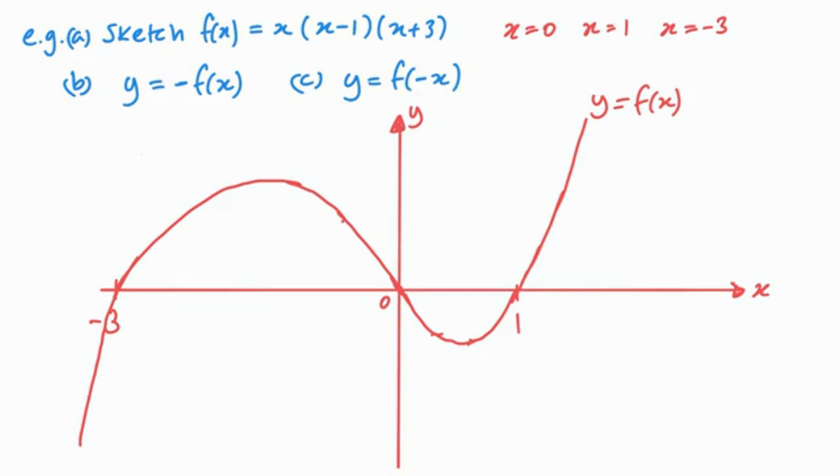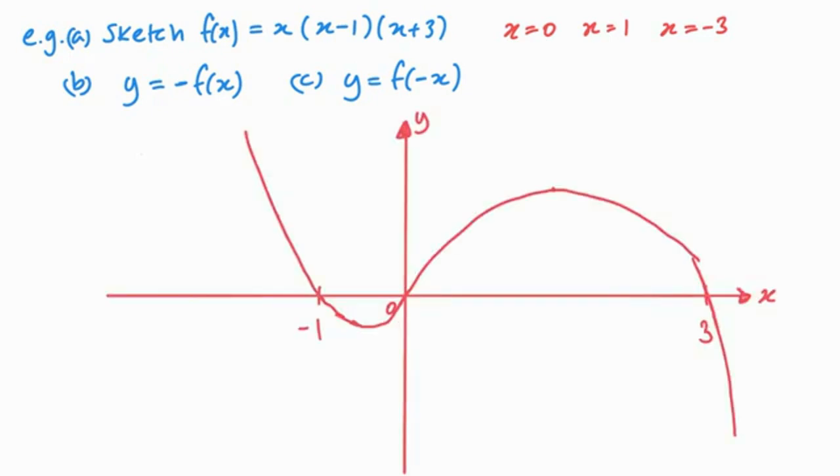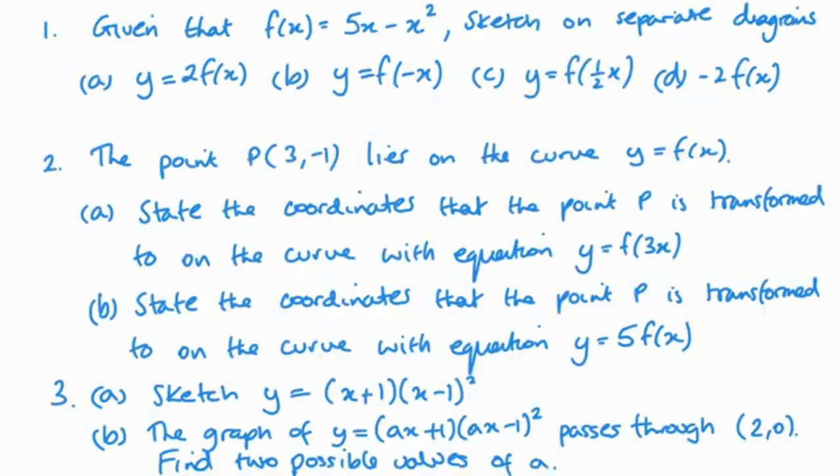So remember, inside the brackets affects the horizontal direction, the x values, and I'm going to divide by -1. So what that means is that all my negative x values become positive, and these positive x values become negative. So I end up with a graph that looks like this. And what you can see is that it's now reflected in the line x equals 0 or the y-axis. Now it's time for you to try a few yourself.